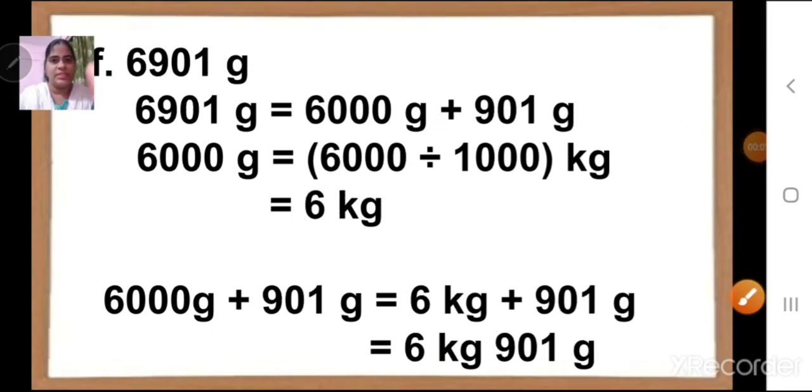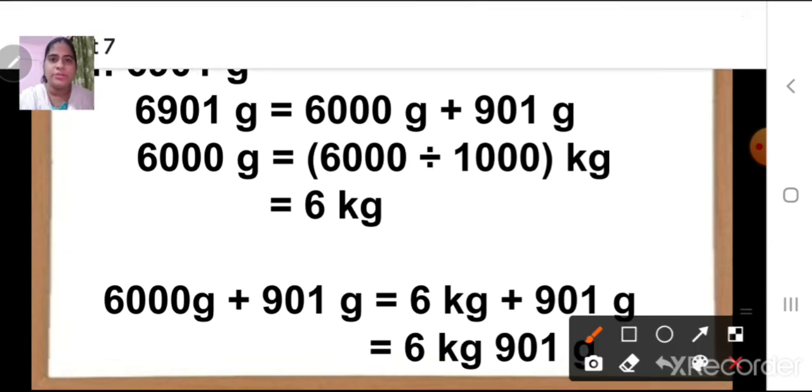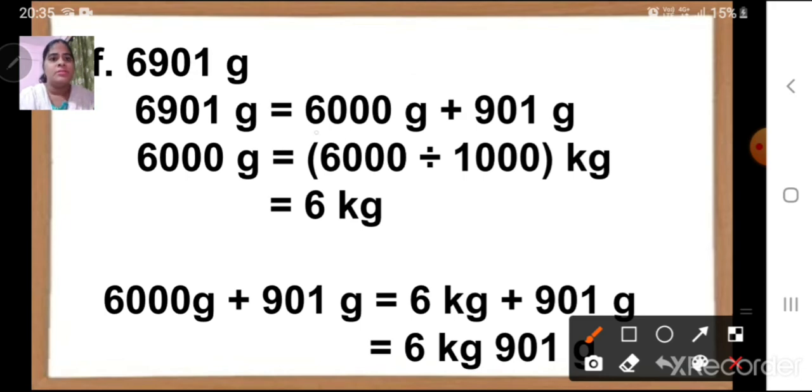Children, next one is F1, 6901 gram. Okay, so first step is to expand the number. Now this one I have done for you. Let us go through it. So how will we expand? We will expand in thousands place, correct? So it will be 6000 gram plus 901 gram.